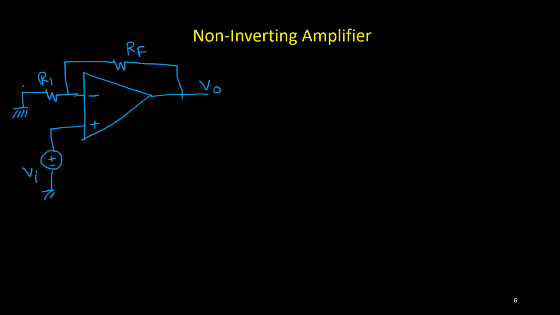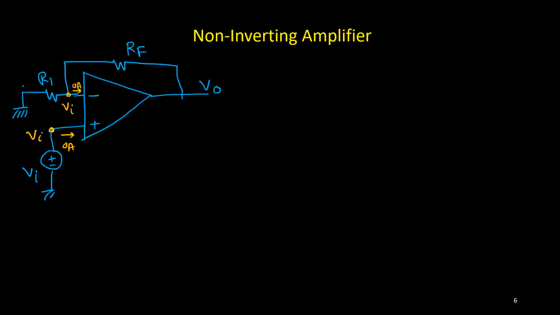Again, the same principle. As it is a negative feedback, we'll consider that this potential and this potential are the same. This potential is Vi, so this potential is also Vi. And there is no current entering here. This current is 0 ampere. This current is also 0 ampere.